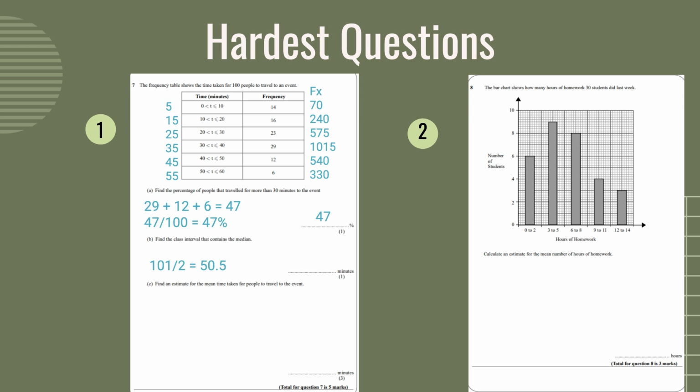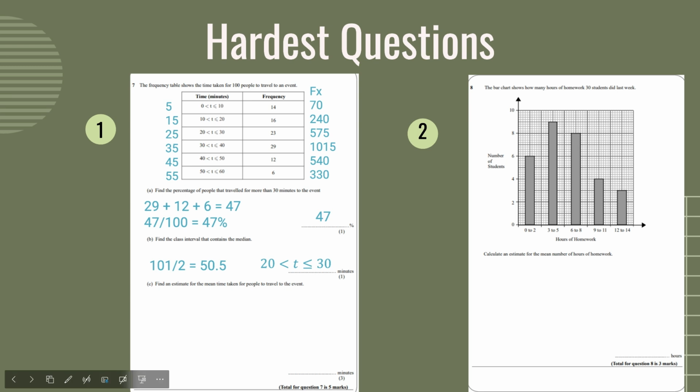So we look at our frequency and keep adding up to see. We do 14 plus 16 equals 30, plus 23, which equals 53. Now, 50.5 is less than 53, so it must be in one of our first three. But it's also greater than 30, meaning it must be in our third class interval. And our third class interval is t is greater than 20 but less than or equal to 30 minutes. And that is our final answer.